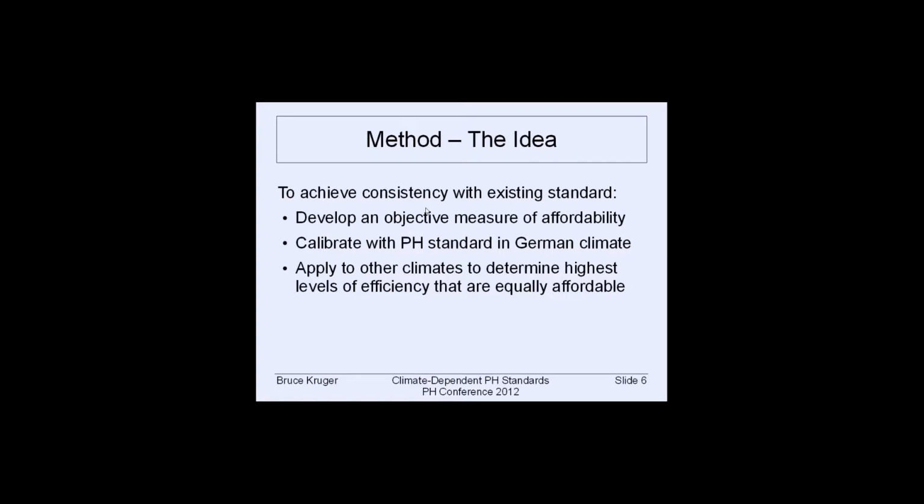As you'll see, there's a two-step process. The first step is to calibrate this measure that I'll describe in a few minutes against the passive house standard. The idea there is that if my method were applied to Germany, I want it to produce the same numeric value that's used now for the standard. So there's a calibration step. And then once that's done, it can be applied to any other climate. The idea is to determine the highest level of efficiency possible in that climate that has the same degree of affordability that the current standard has in Germany.